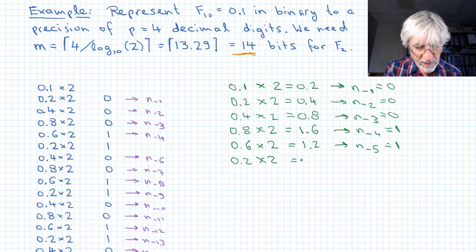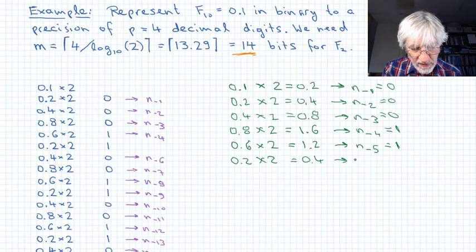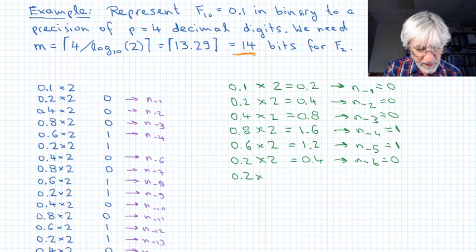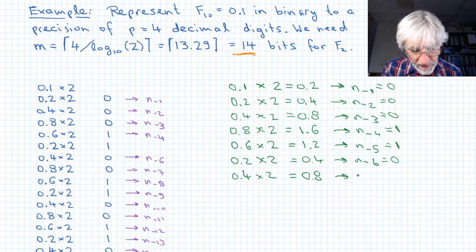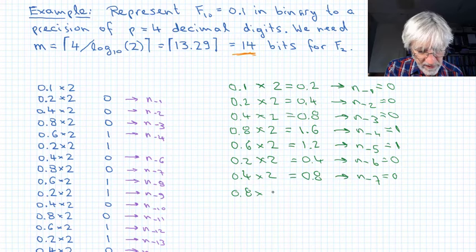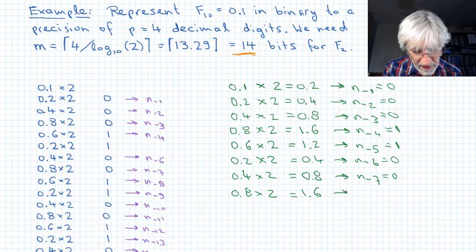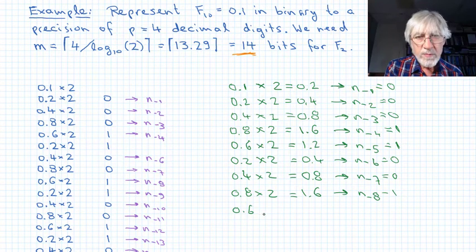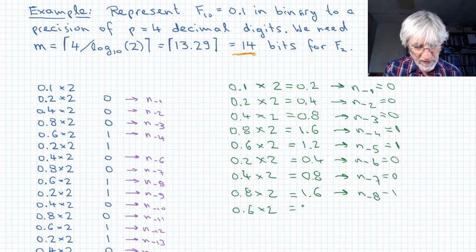0.2 times 2 gives us 0.4. Okay, so n minus 6 is going to be equal to 1. Then we have 0.4 times 2. Oops, that should be a 0.4 here. That is equal to 0.8. Okay, and so n minus 7 is going to be 0. And then we have 0.8 times 2, that gives us 1.6. And of course, we see that this becomes periodic here. So we have n minus 8 equal to 1. And 0.6, the fractional part that we continue with, times 2. That gives us 1.2. Gives n minus 9 equal to 1.